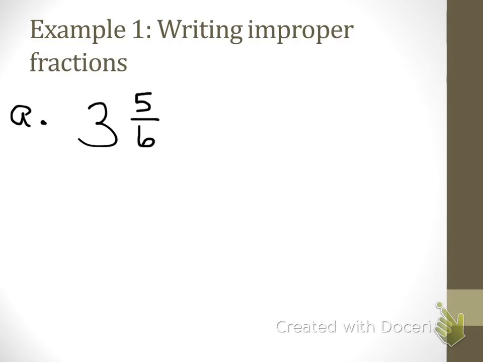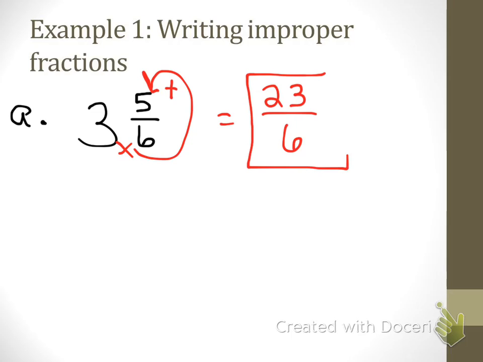So to convert a mixed number to an improper fraction, you multiply the whole number times the denominator. 3 times 6 is what? 18. And then you add the parts in the numerator. 18 plus 5 is? 23. And you keep the same denominator. And that's how you would write an improper fraction.